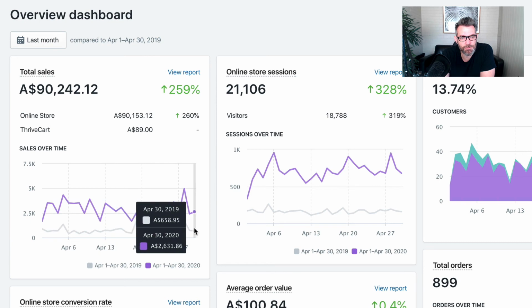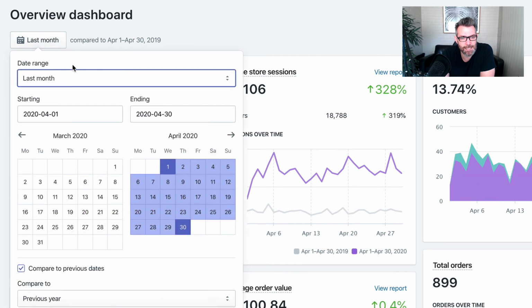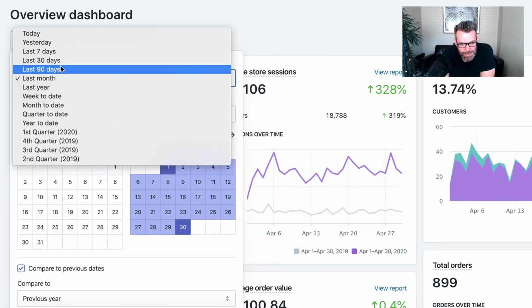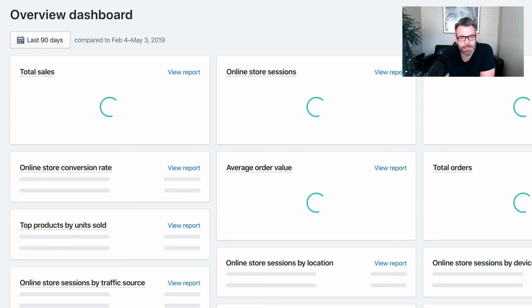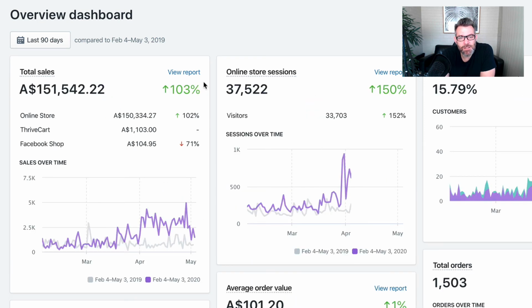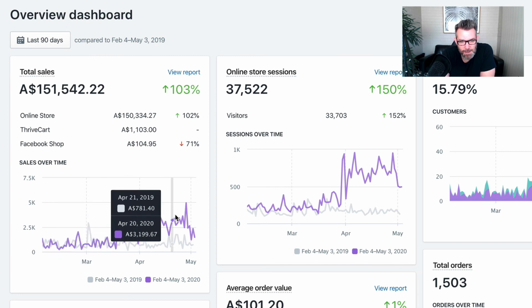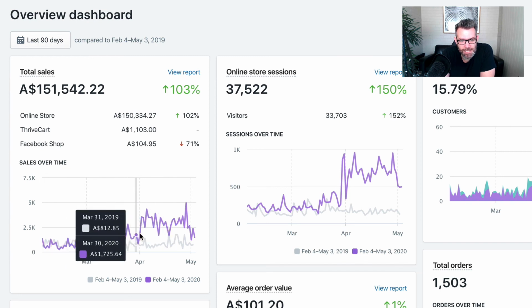Now, if I change this from last month to the last 90 days, and I'm also comparing it to the previous year, and we apply that, you can see over the whole 90-day period that sales are up just over 100%. You can see that represented by the purple line here, and you can see where that kicked in.